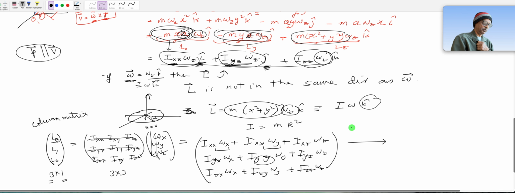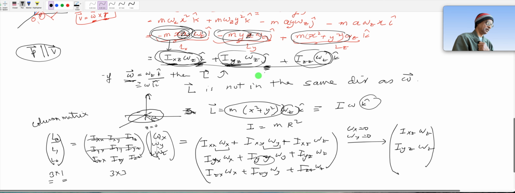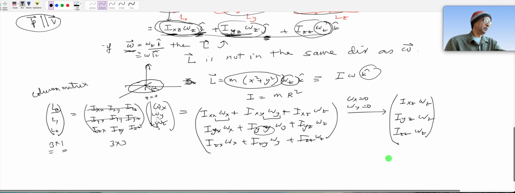So if omega_x is 0 and omega_y is 0, which was the case in our example, you can immediately see that you have I_xz omega_z. So that's the case over here. I_yz omega_z, that's the case over here. I_zz omega_z. Okay.